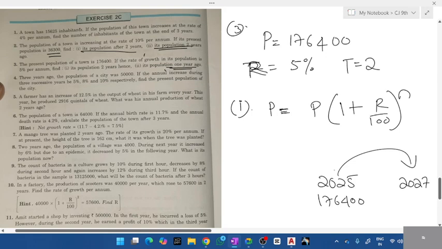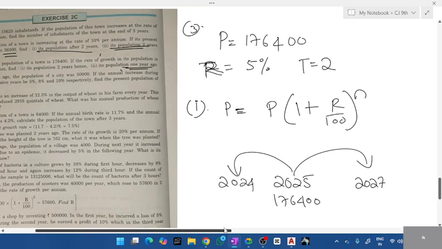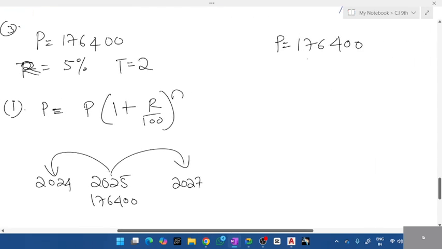2027. And what is the second question? Its population 1 year ago. So what will you have to write here? 2024. You'll have to check the value. So principal will be the same, students. 1,76,400. What about time? Time will be 1 year. Rate is equal to 5%.